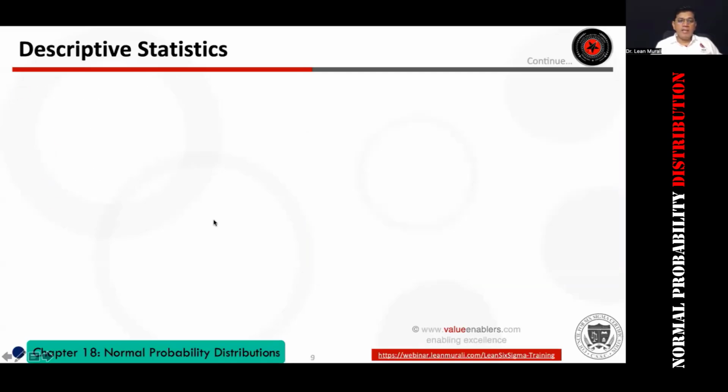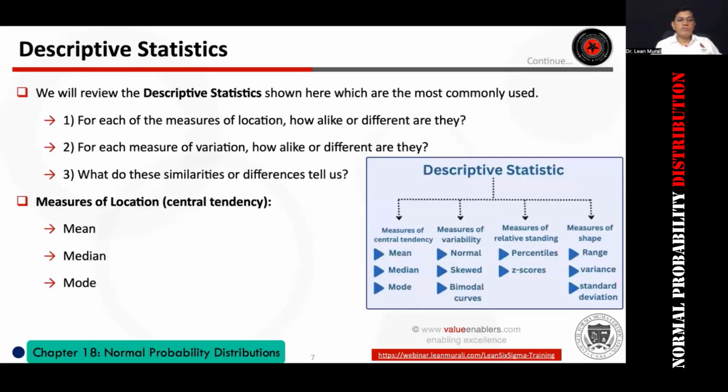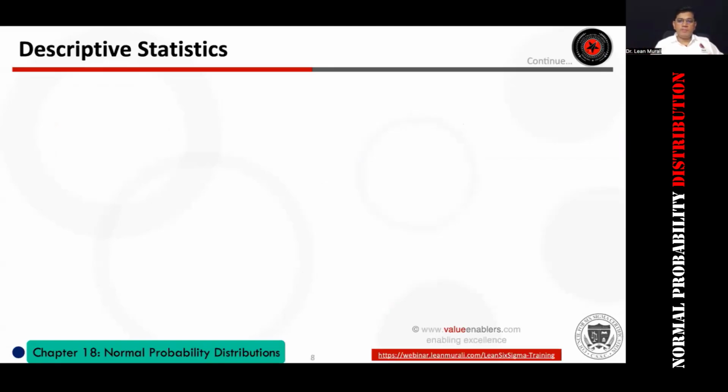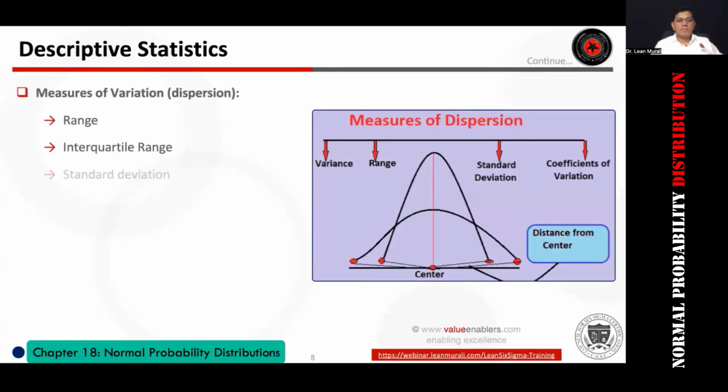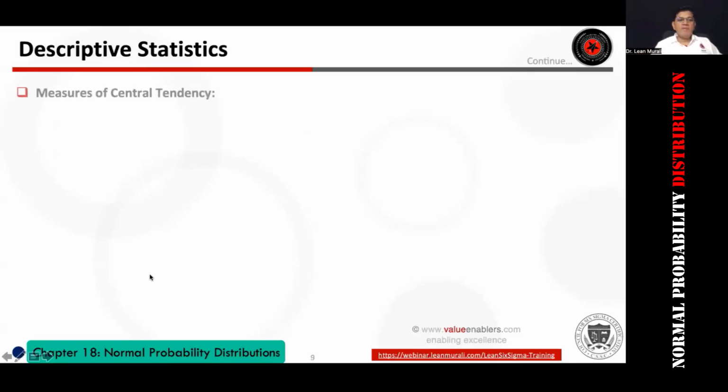So I would want to rewind by saying there are measures of central tendency, which are mean, median, mode, also called measures of location, and measures of dispersion, which are the range, interquartile range, and standard deviation. Range and standard deviation are widely used, and interquartile range is used in one type of plot called a box plot. Okay, so with that we will proceed.